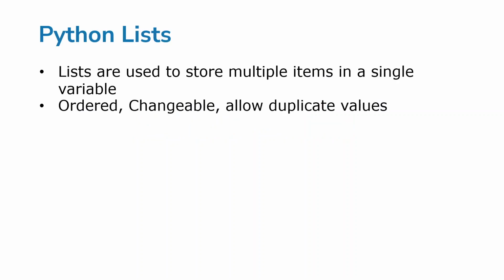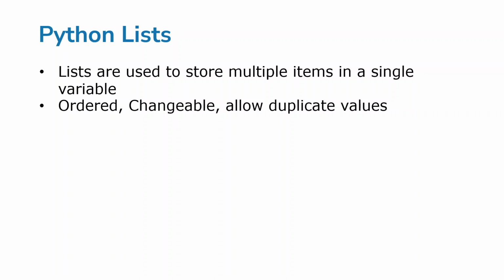All right. So to start with Python list. What is a list? As the name indicates, lists are used to store multiple items in a single variable. So it's basically a collection type, where you can store multiple items inside a single variable, right?